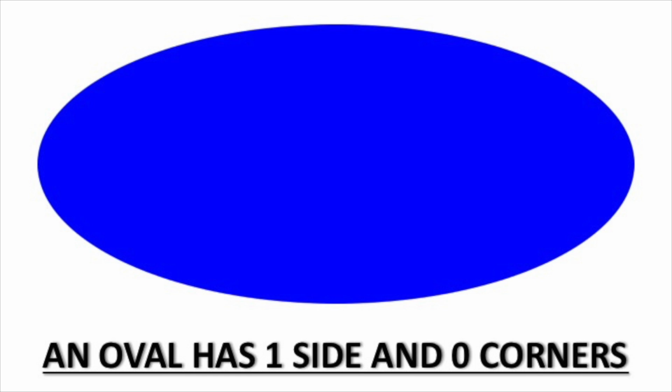And next, this is an oval. An oval has one side and no corners. Same dimensions as a circle, but where an oval is different, it's not perfectly round. An oval can be wider or taller. How many corners does an oval have? 0. How many sides? 1. Has one side going all the way around.